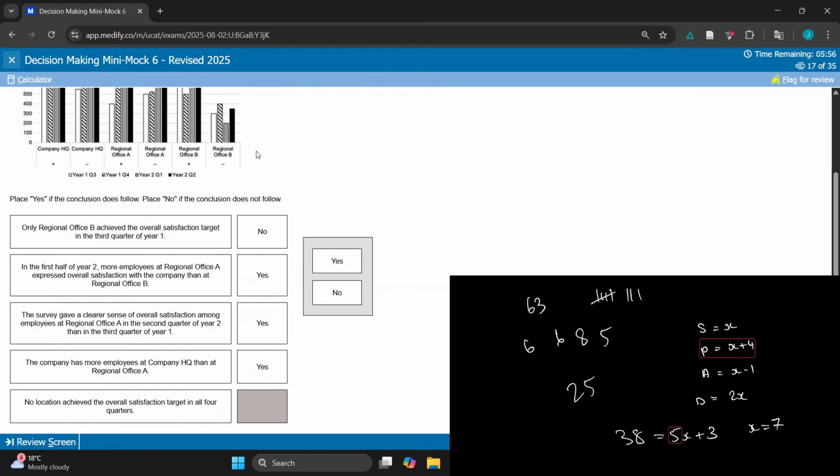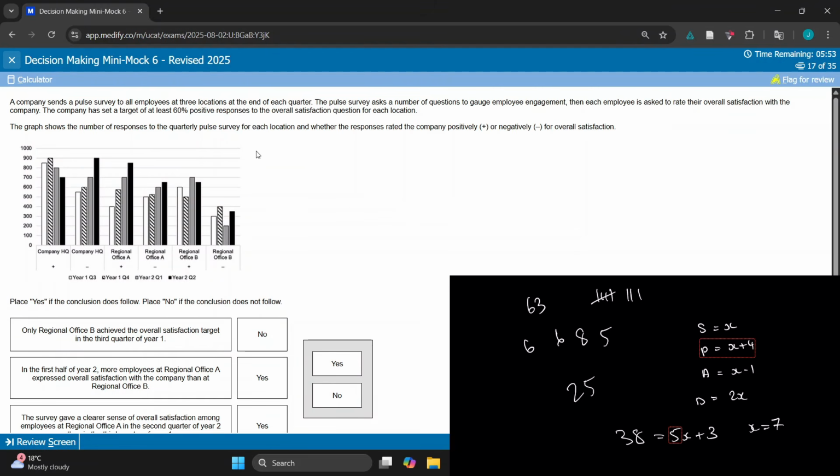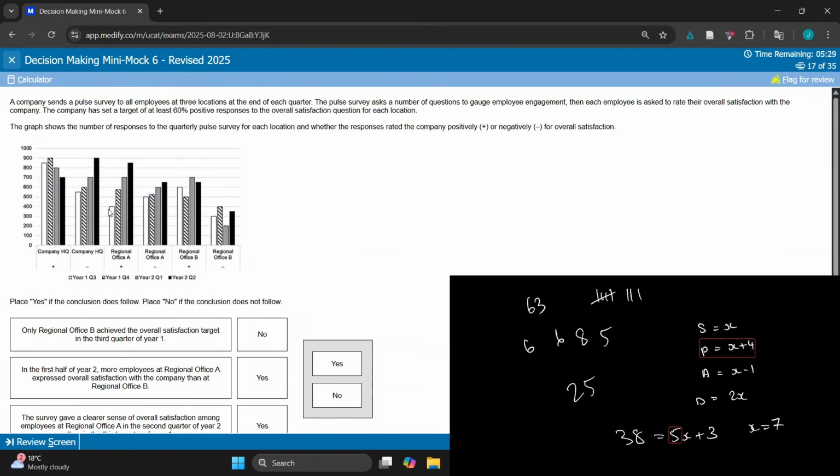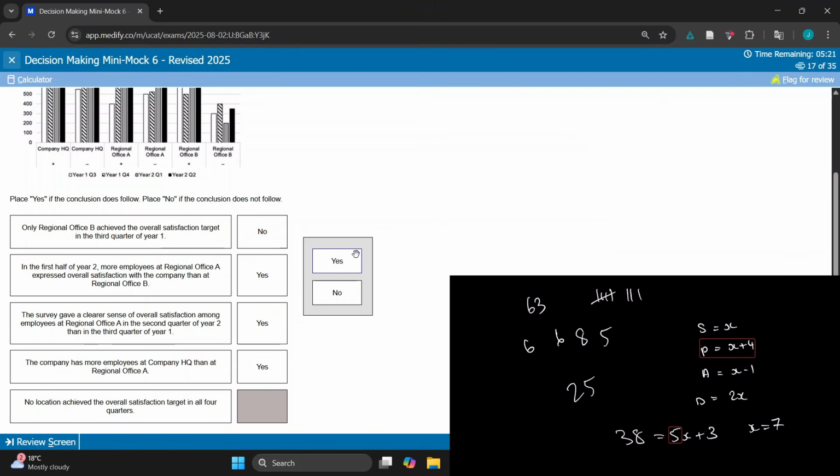No location achieved the overall satisfaction target in all 4 quarters. Wait, does everyone fill it out? Let's have a look. 400 and 500. 580 and... Yeah, not necessarily. I feel like not everyone fills it out all the time. Okay. No location achieved the overall satisfaction target in all 4 quarters. So we just have to look for one that disregards the rule. So 40 and 500. Yeah.